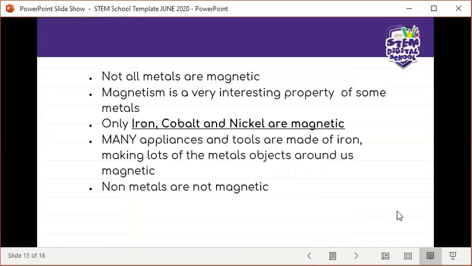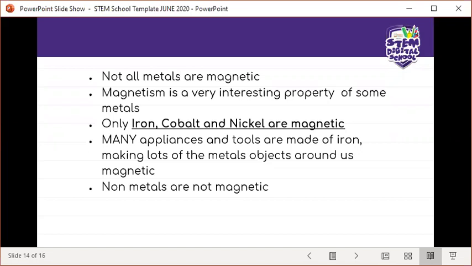Okay, so just to conclude here is that not all metals are magnetic, right? Magnetism is a very interesting property of some metals. Only iron, cobalt, and nickel are magnetic. The reason why we have so many magnetic appliances is that they are made of iron. For example, the spoons are made of iron, so that is why they can attract a magnet. And then non-metals are not magnetic.